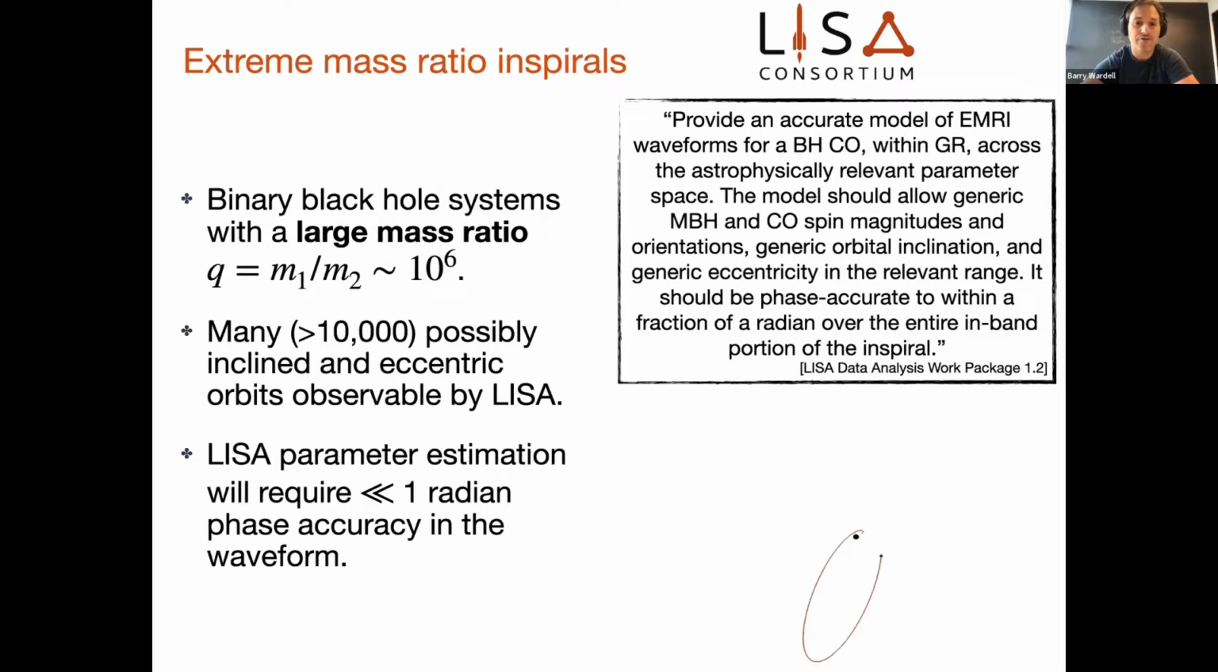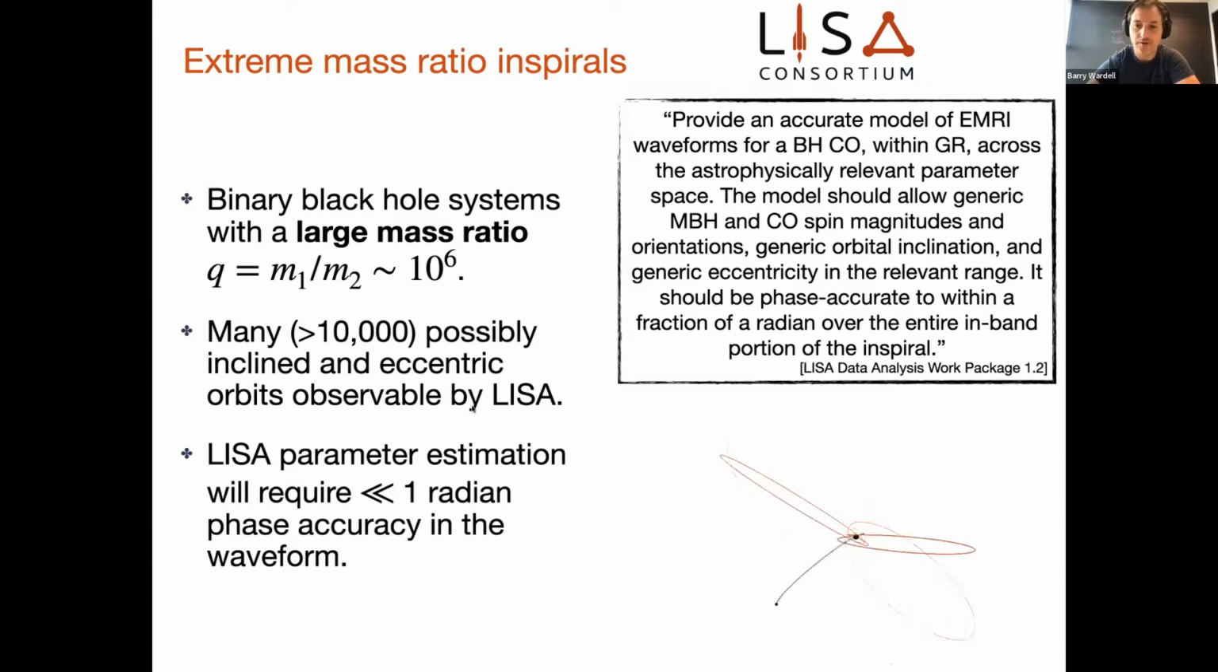So what is an extreme mass ratio inspiral? In this session, I probably don't need to spend long on this, but suffice to say, they're binary black hole systems with a very large mass ratio, 10 to the 6 or so. They'll undergo a large number of orbits during the life of the LISA mission, and we need to be able to produce waveforms that are accurate to better than 1 radian over the entire inspiral. So that's the LISA motivation, which I'm sure people here are already familiar with.